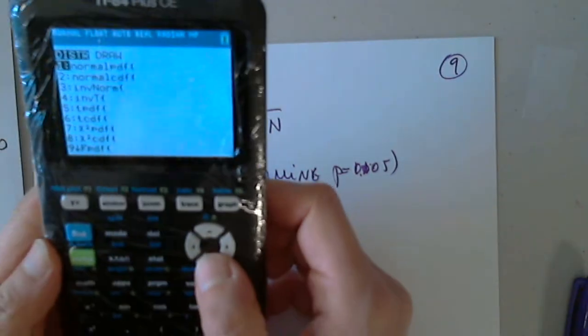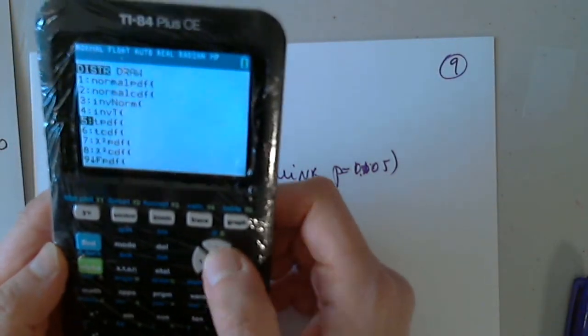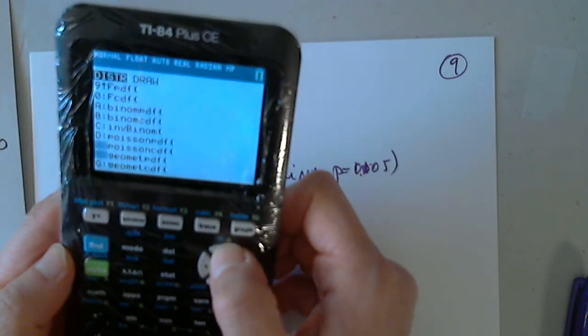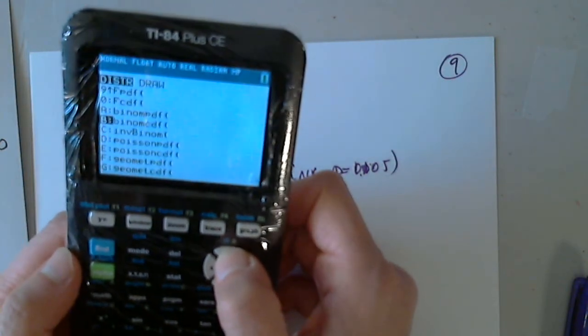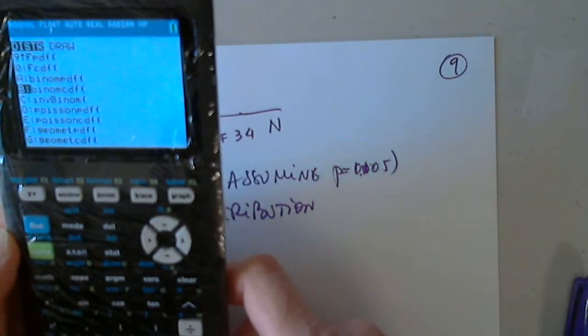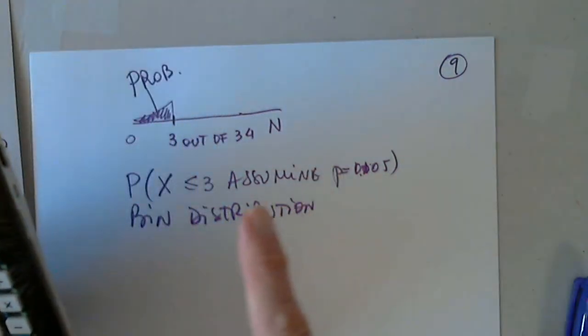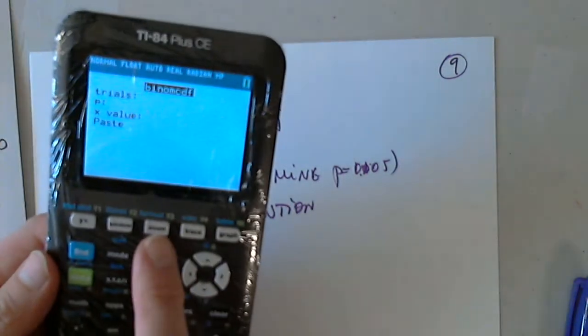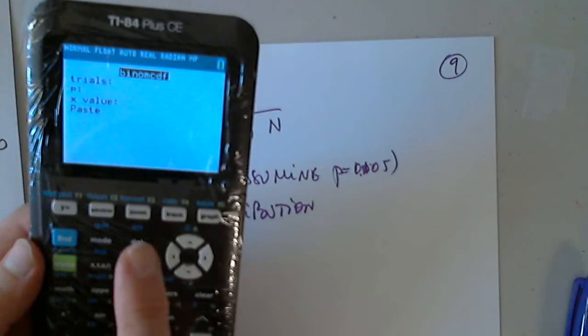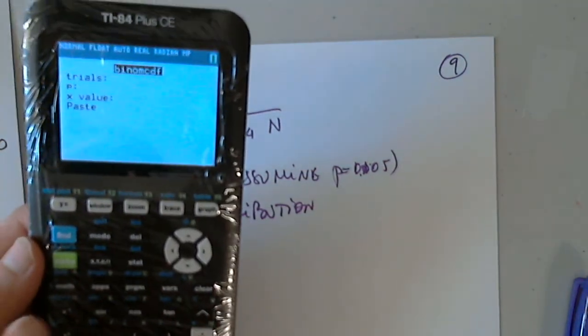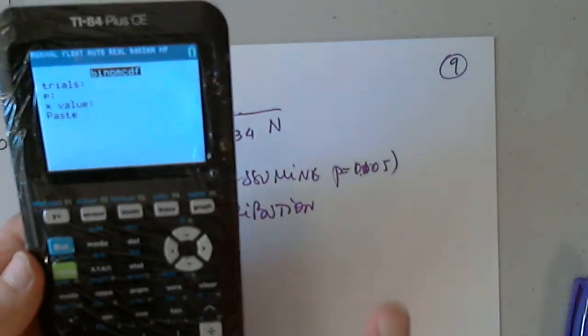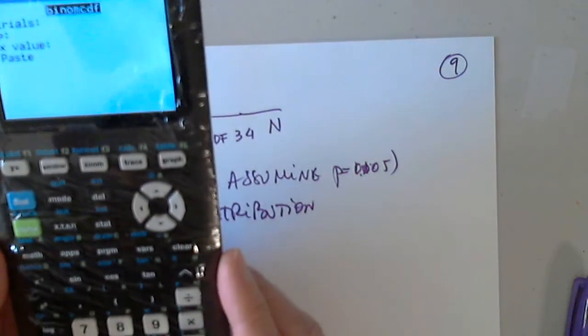Binomial is here in distributions. Go to binomial, either down or up. So binomial CDF. I have to tell you that with binomial CDF, yesterday when I calculated something, I had to calculate it twice. Be very careful. They're fidgety, especially these new ones, very fidgety.